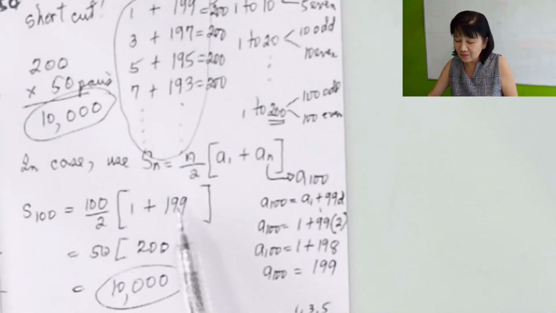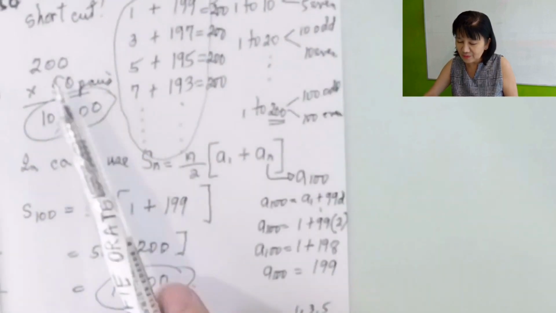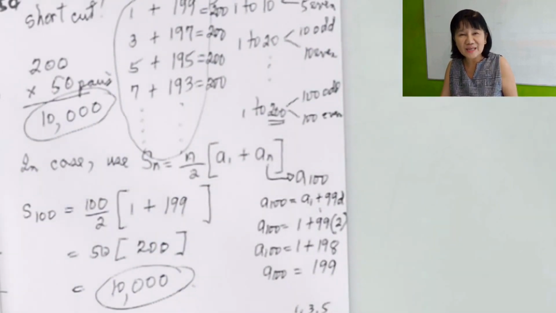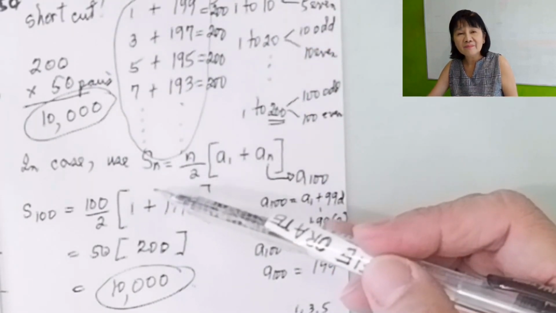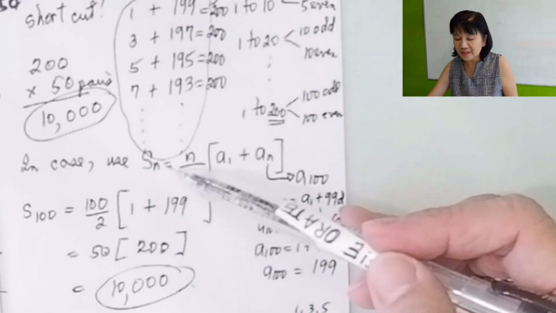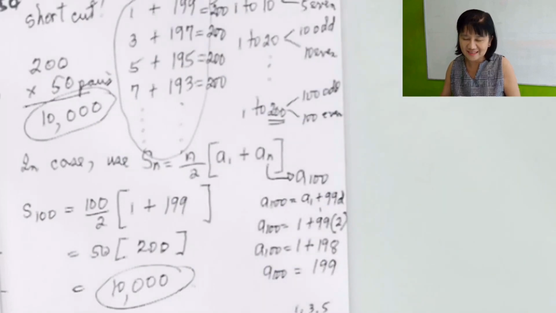Did you notice that you also got there 199, 1, and then 50 pairs? So it's almost the same. So it's your choice. You can take a shortcut or you can use the formula for getting the sum of the n terms of an arithmetic sequence.